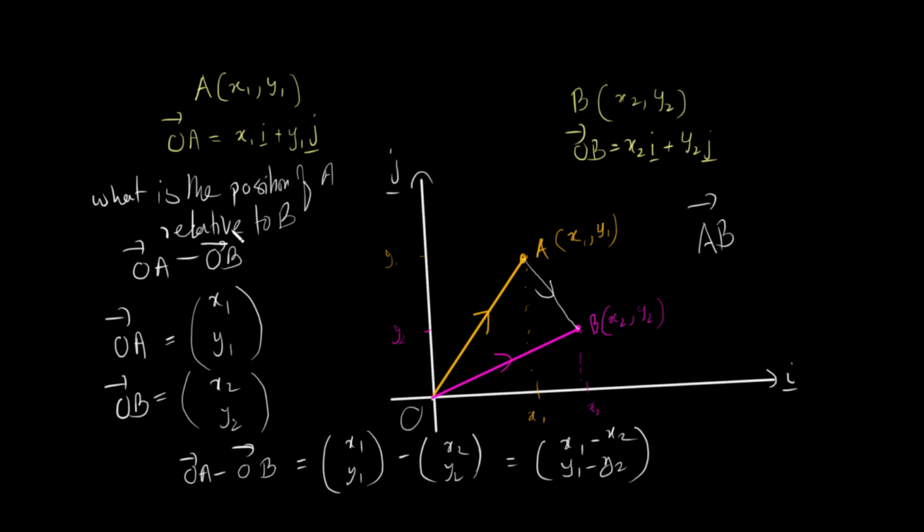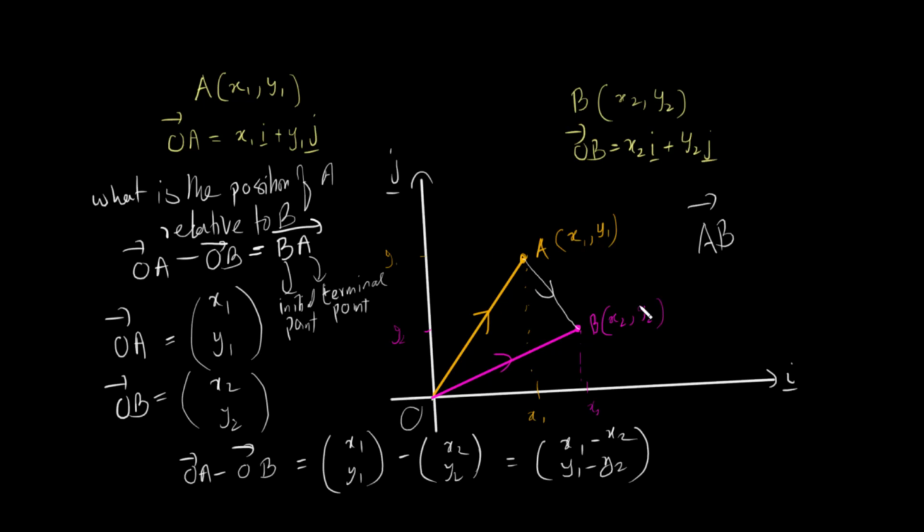Now this OA minus OB is written with a different notation. It's written as BA. So A relative to B is written as BA because A is first. That is the terminal point, and B is the initial point. So we always write terminal point first minus initial point. So that's how we write it.